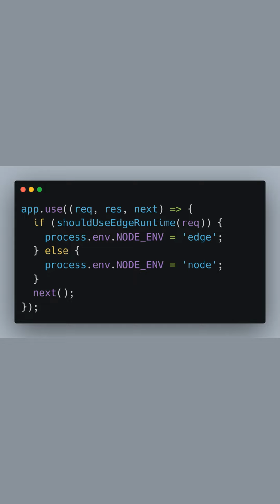By setting this environment variable, we pave the way for other parts of our application to adapt their behavior according to the runtime in use. After setting the environment variable, we call next to pass control to the next middleware or root handler.